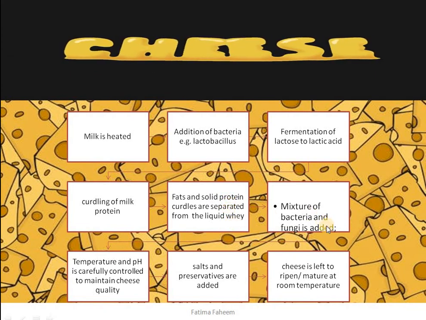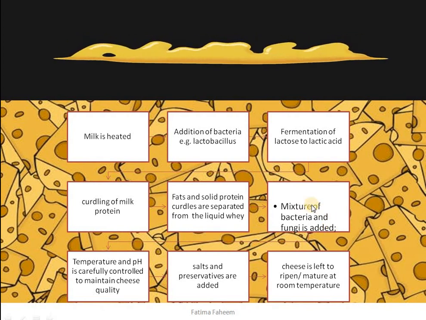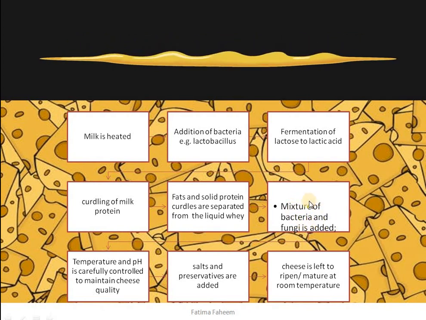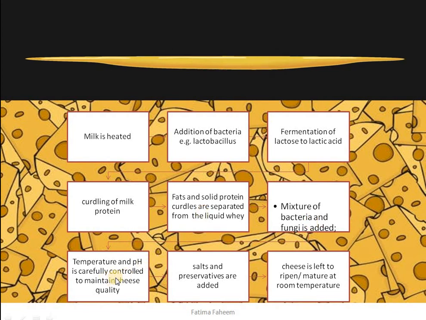The mixture of bacteria and fungus is added. Mind that varying the mixture of bacteria and fungus, and the pH and temperature, will give you different kinds of cheese. Salts and preservatives are then added, and the cheese is left to ripen or mature at room temperature.